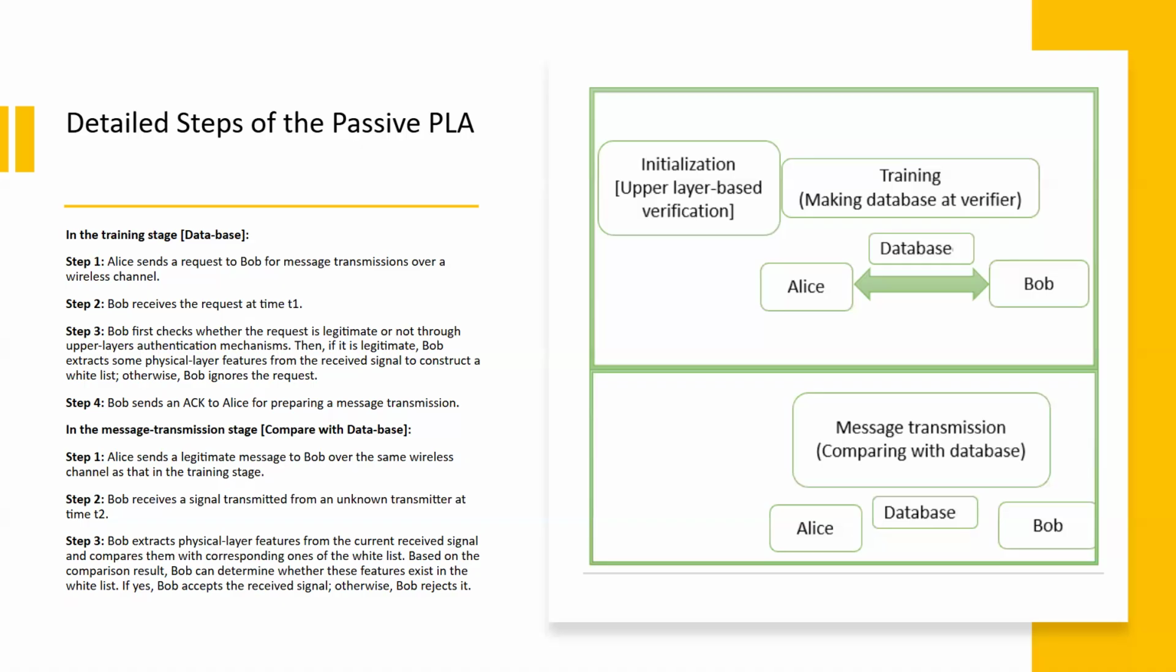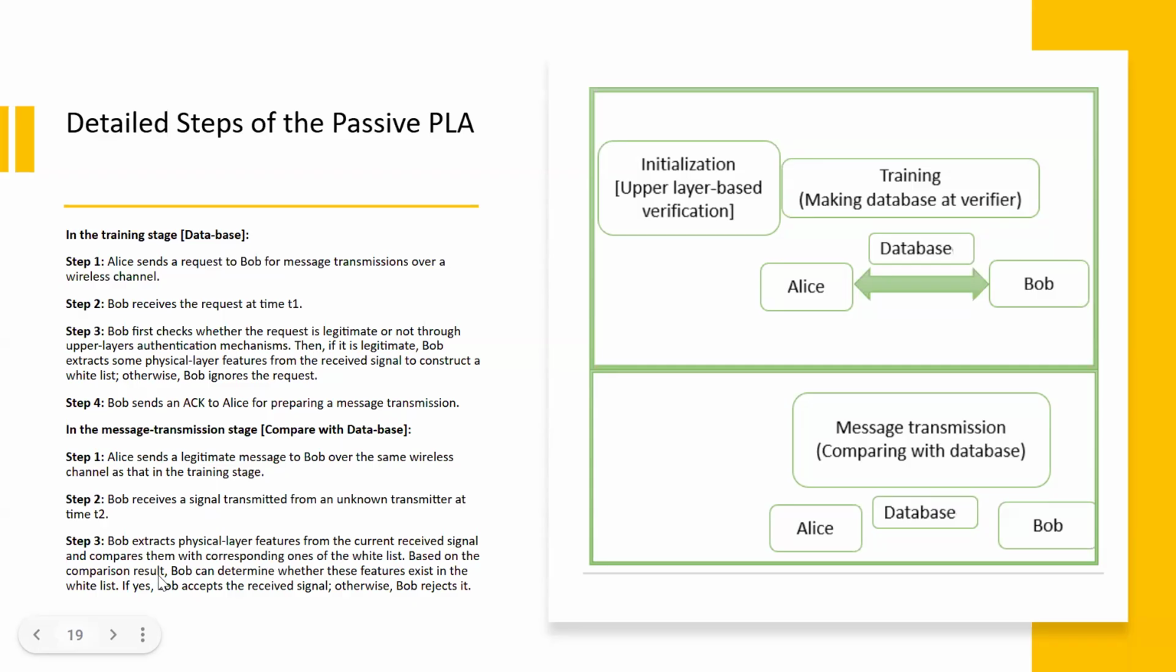In the message transmission stage, it compares with the existing database. Alice sends a legitimate message to Bob over the same wireless channel as that in the training stage. Bob receives the signal transmitted from an unknown transmitter at time t2. Bob extracts physical layer features from the current received signal and compares them with corresponding ones of the whitelist.